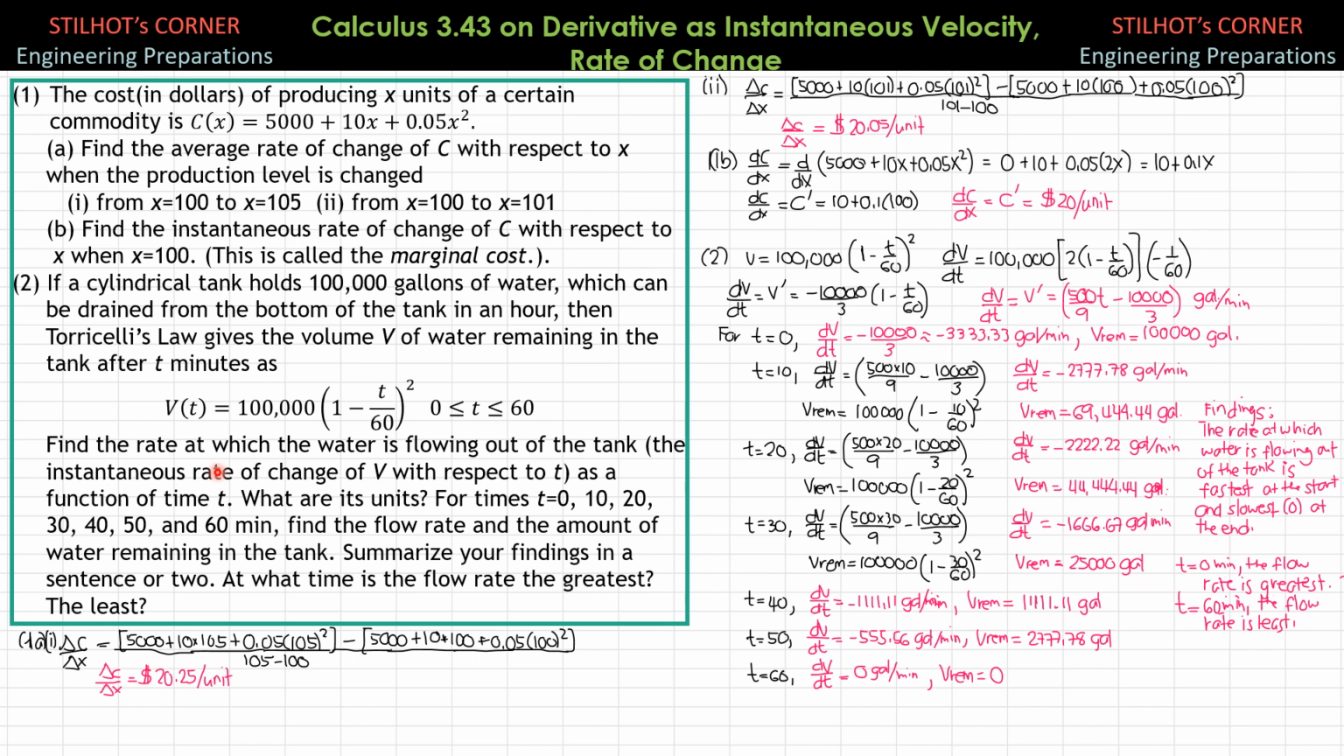That's the expected situation. So find the rate at which water is flowing out of the tank, the instantaneous rate of change of volume with respect to t. So we differentiate this formula expression. And what are its units? For times t = 0, 10, 20, 30, 40, 50, and 60 minutes, find the flow rate and the amount of water remaining in the tank. Summarize your findings in a sentence or two. At what time is the flow rate the greatest?